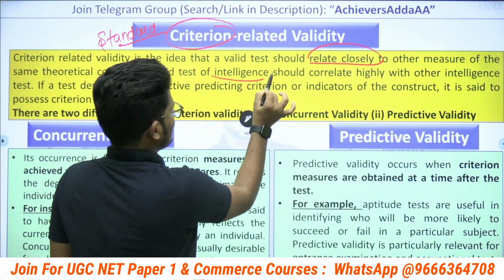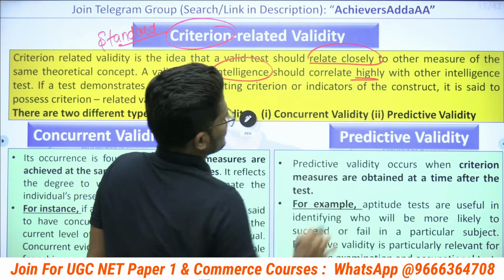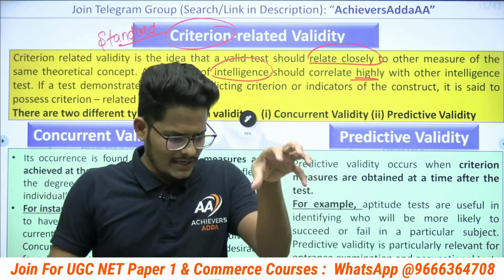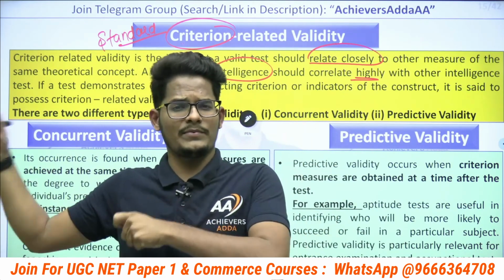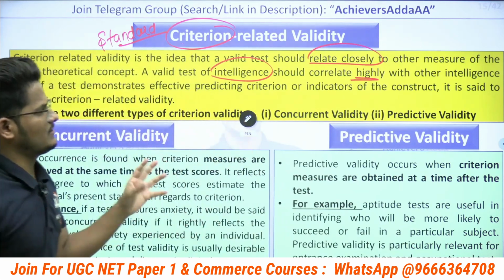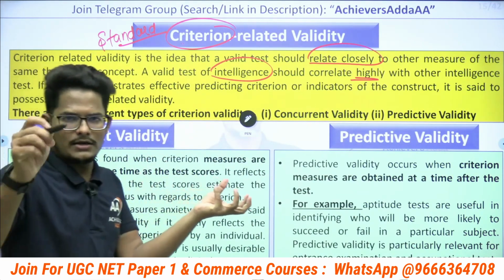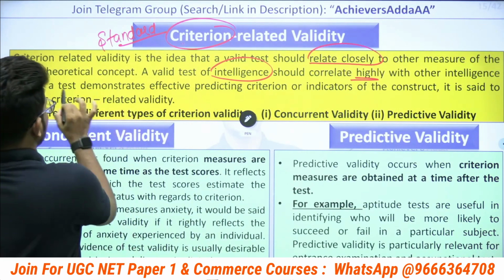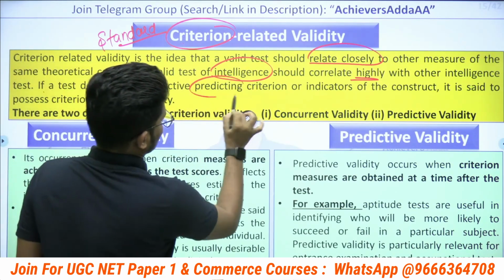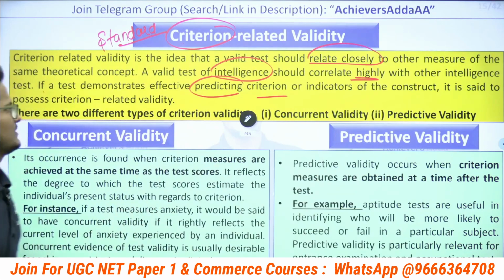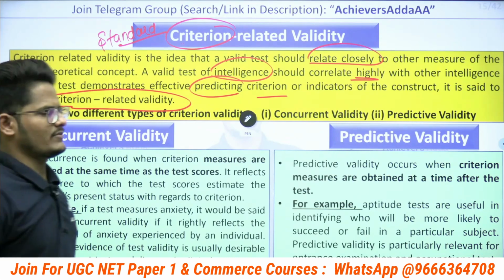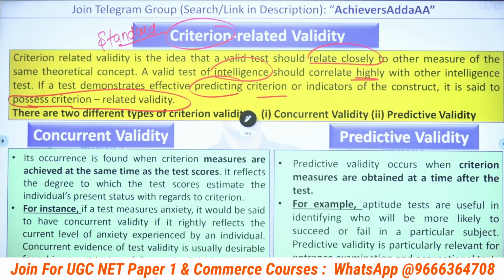A valid test of intelligence should correlate highly with other intelligence tests. Some other intelligence test might already have been conducted, so your intelligence test results will be compared with the previous results. Then obviously, if the correlation is very strong, your test is valid. If it is not very strong, then we cannot say it is valid. So if a test demonstrates effective predicting of criteria or the indicators of the construct, then it is said to possess criteria related validity. Otherwise, we should reject and perform the retest.